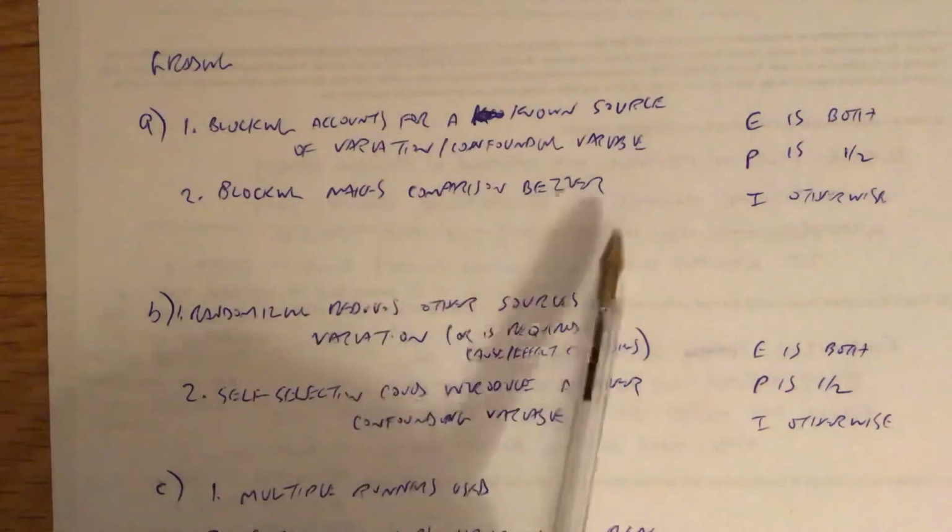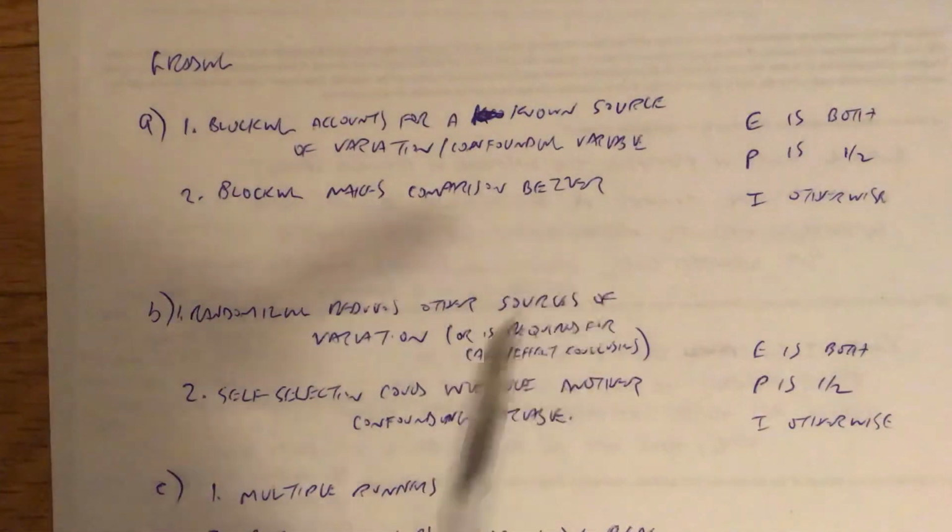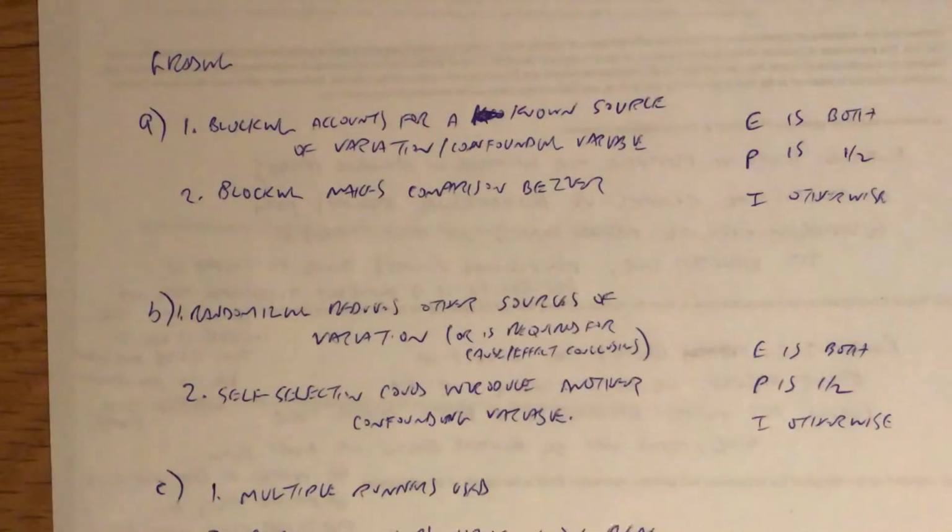Also, blocking makes comparisons better. Sorry about my bad handwriting. It looks like Bezer or something. So blocking makes the comparison better. The reason we're doing it is because we don't want the other variable getting in the way, and it improves our ability to compare shoe A to shoe B.